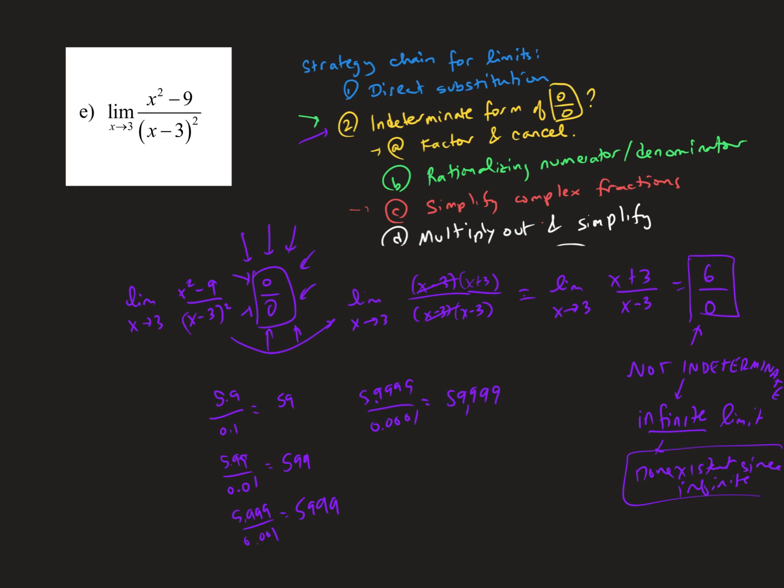Now, we will talk about how to determine which infinity it goes to a little bit later on, and that'll be important in talking about vertical asymptotes. But for now, you can just know that means you have an infinite limit, and therefore the limit is non-existent.